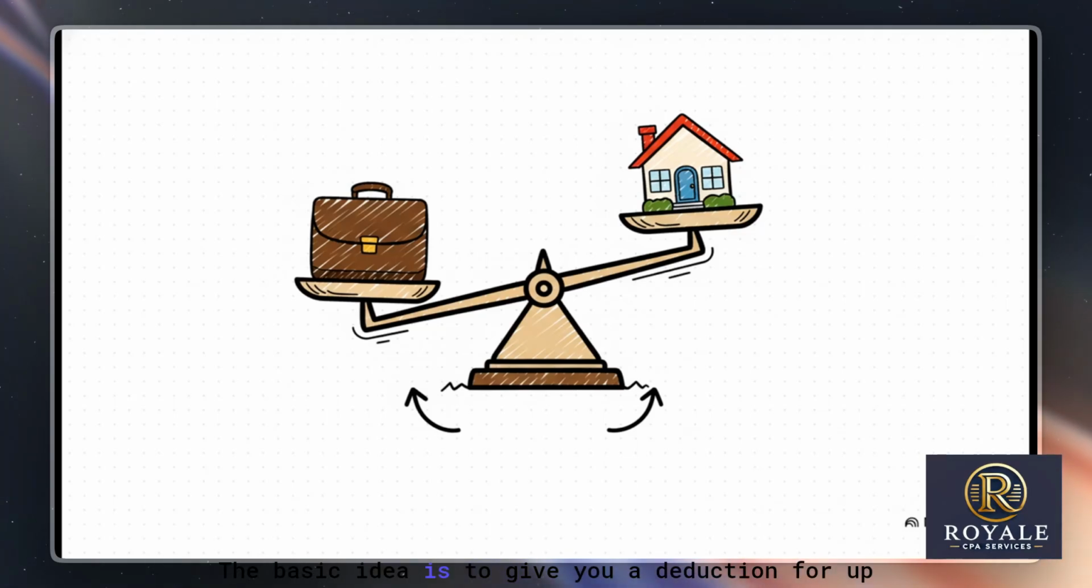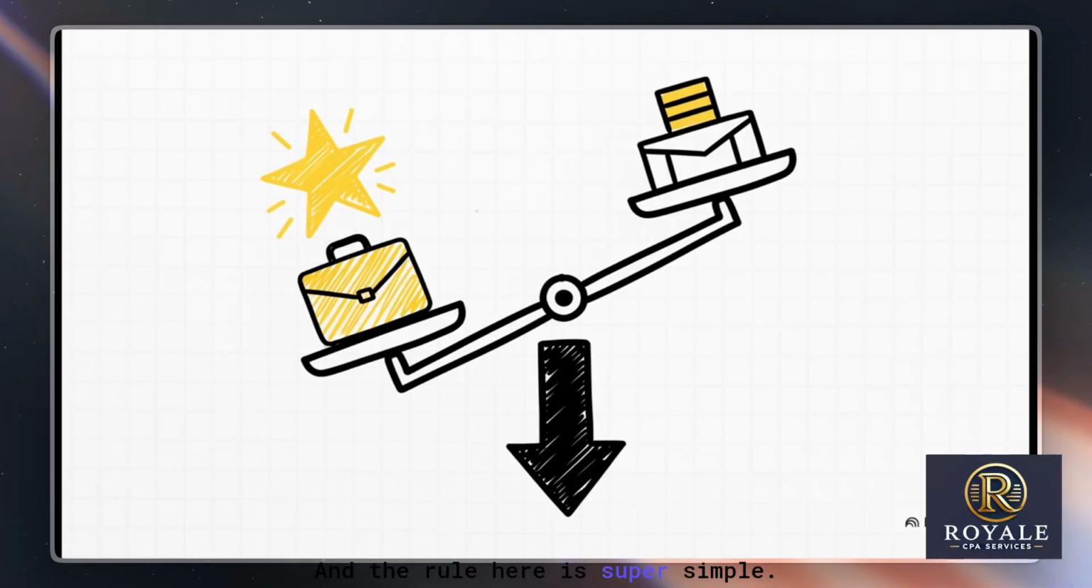The basic idea is to give you a deduction for up to 20% of your business income. But there are limits. The IRS makes you run two different calculations to figure out what you actually get. And the rule here is super simple. You're going to take the smaller of those two numbers. For the Nkrumahs, that's a huge deduction of over $28,000. That comes straight off their income before the tax is calculated. That is a game changer.